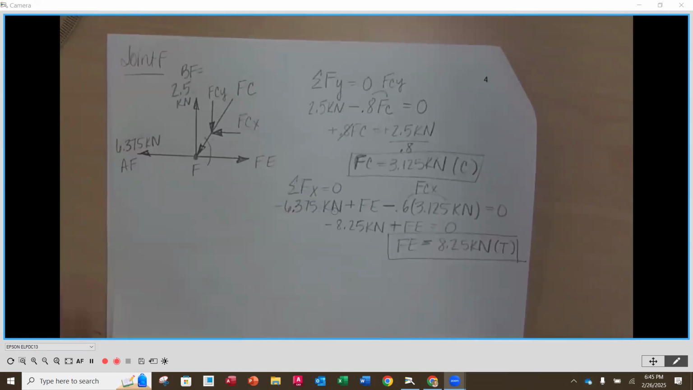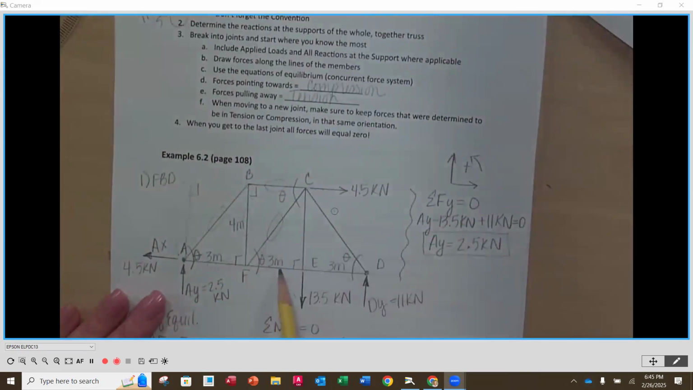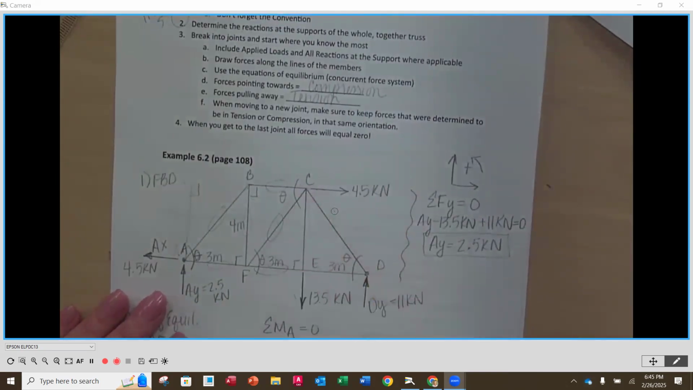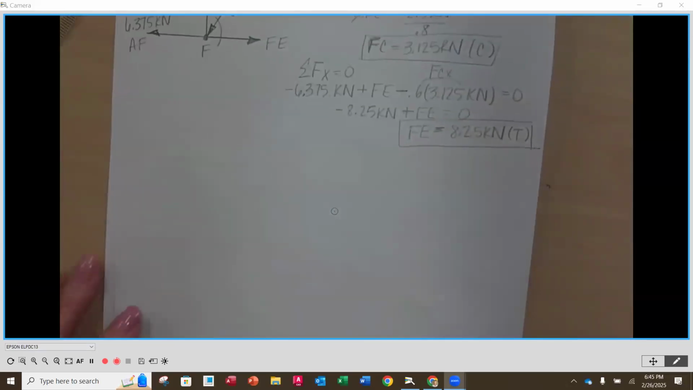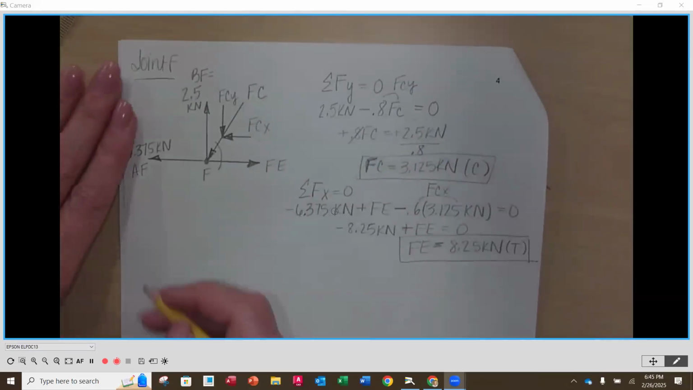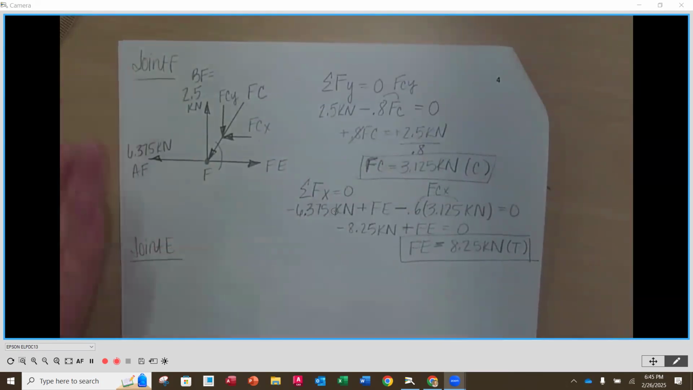So if we go back to our truss, we now know FC and FE. Where do you want to go? Do you want to go to C or do you want to go to E? Which one looks more fun? E should be pretty easy. D is going to be amazingly easy. E, you want to go to E? Sure, let's go to E. Okay, you guys get to start this one on your own. Joint E, see what you come up with.